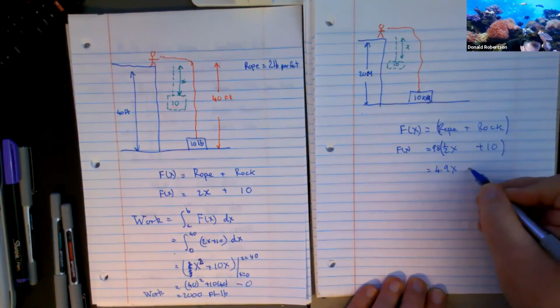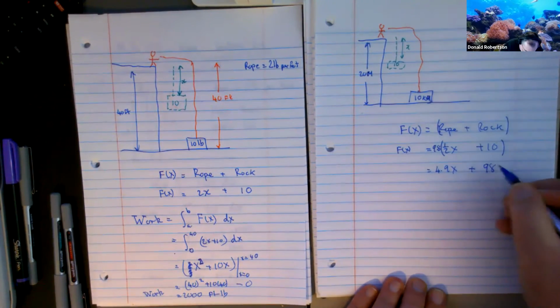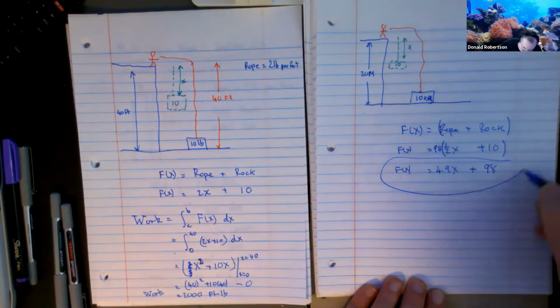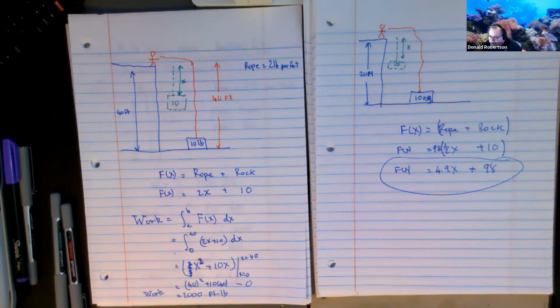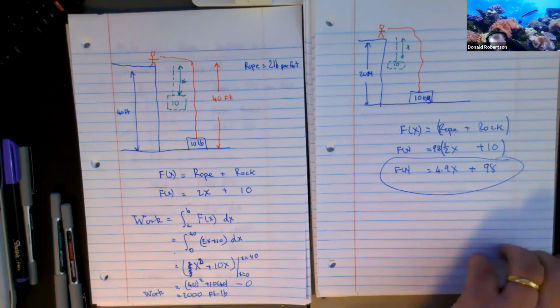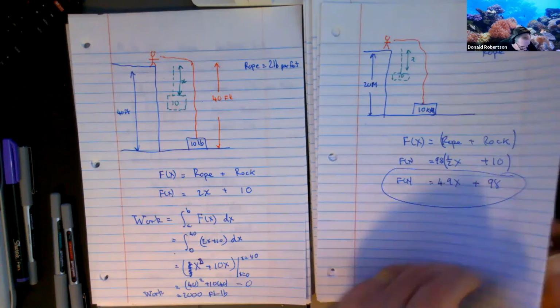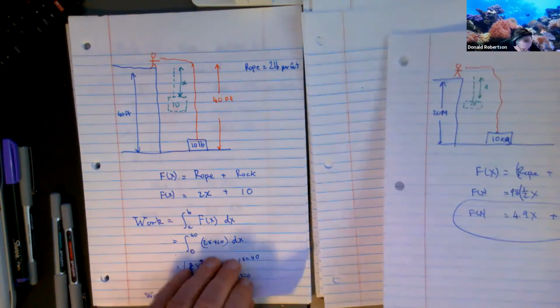If you did it, you'd get 4.9x plus 98. So this is the guy that you would use in your integral. So it's a little bit clunkier because of that, but that's what you do. Any questions about that little kink? If you do metric, remember the 9.8. Apart from that, do exactly what you would have done. Are we good? Right. There's one last question and then we can talk about the test.